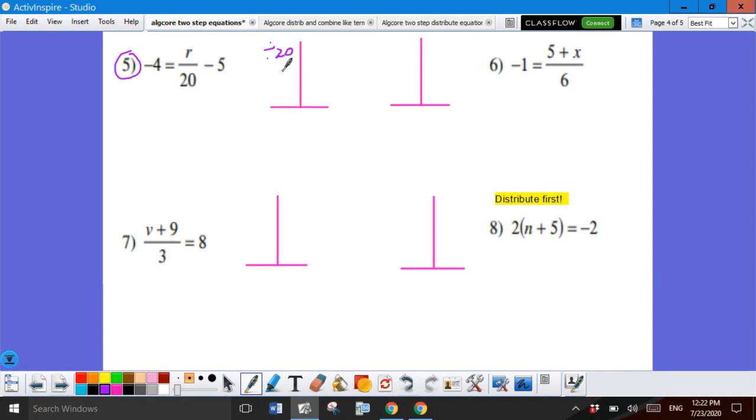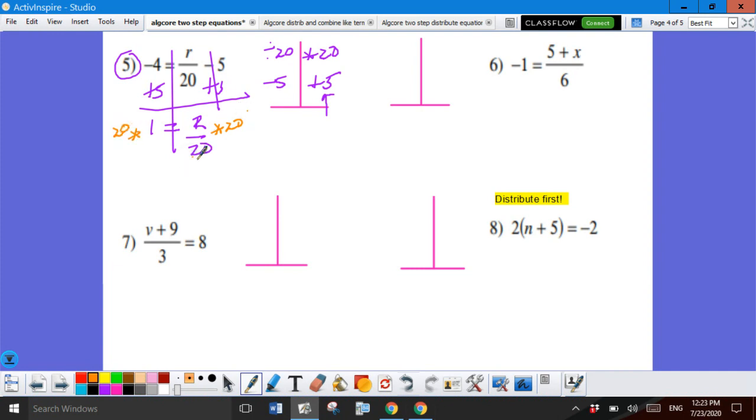All right, so we have divide 20 times 20 minus 5 plus 5. Oops, I got to make that a plus sign. So I'm going to start here. Plus 5, gone. Negative 4 plus 5 is 1. Okay, now I have to multiply. Times 20 times 20. Gone. R equals 1 times 20 is 20, and I am done.